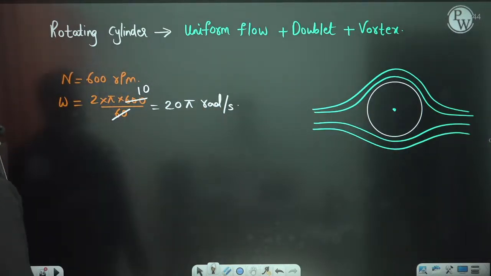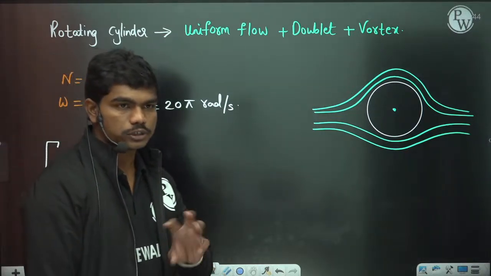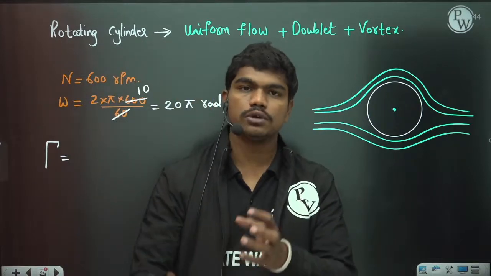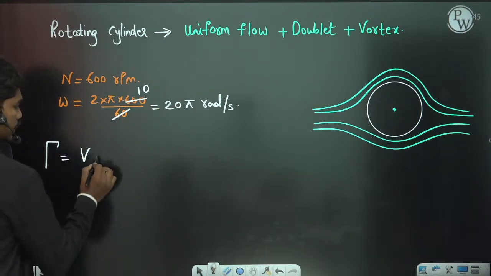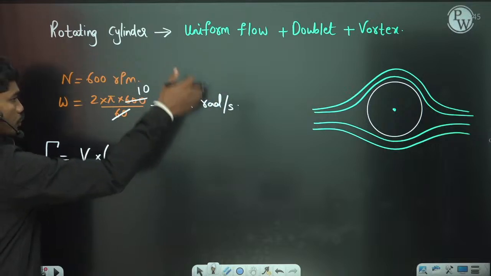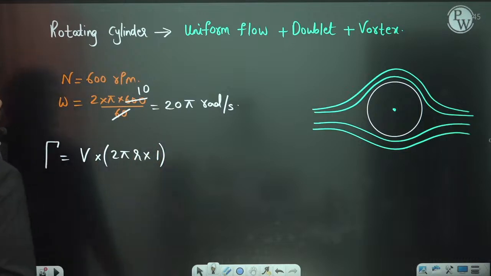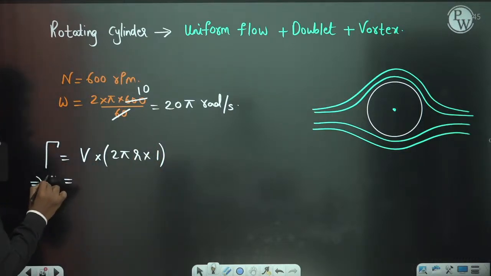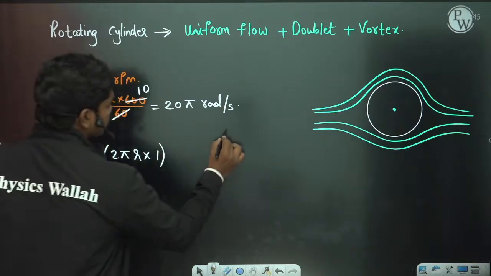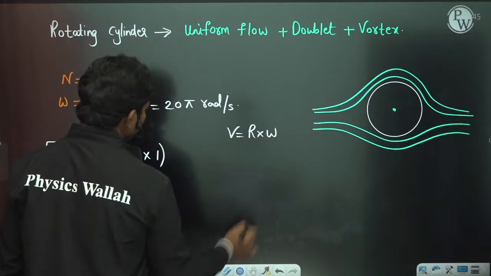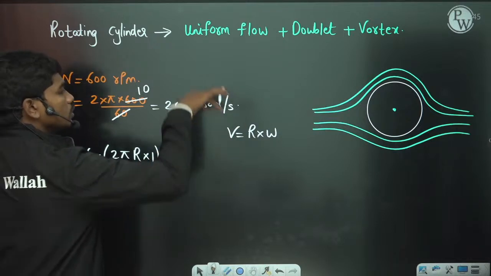If this is the rotation of the cylinder, then circulation is vorticity, the rotational velocity, into the area. Circulation is equal to v, the linear velocity, into the total area, which is 2 pi r into length. The length is given as 1 meter. So circulation is equal to v, where v is equal to R into omega, and this is also 2 pi capital R into 1 unit, because the flow is over the surface of the cylinder.